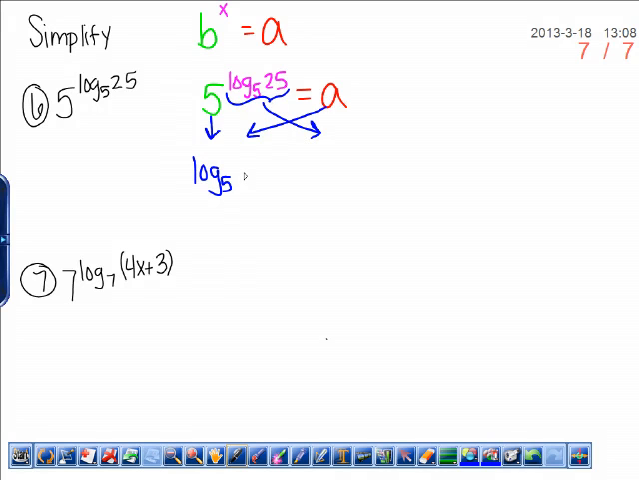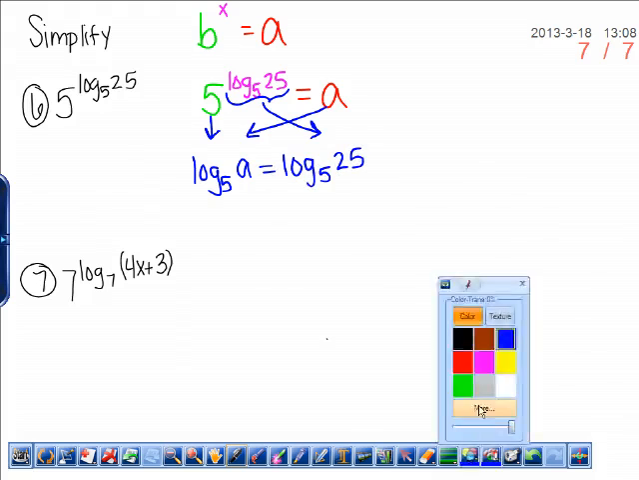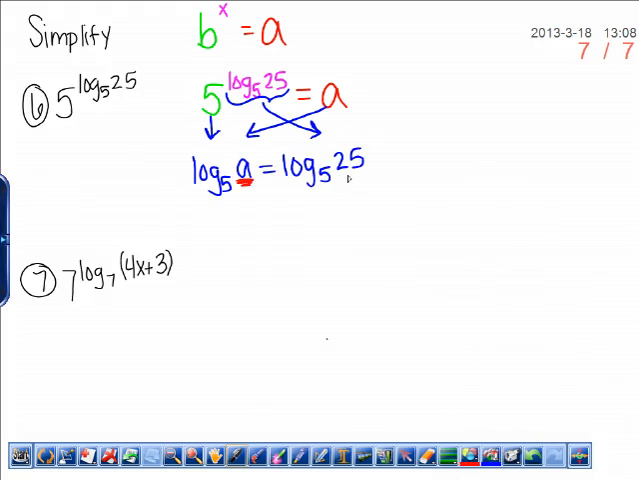Log base 5 of a is equal to log base 5 of 25. Cool. So what does that tell me must be true? A is equal to 25. A has to be 25. So remember, I just kind of put in this A, to say, what does this whole thing simplify to? Well, 25.